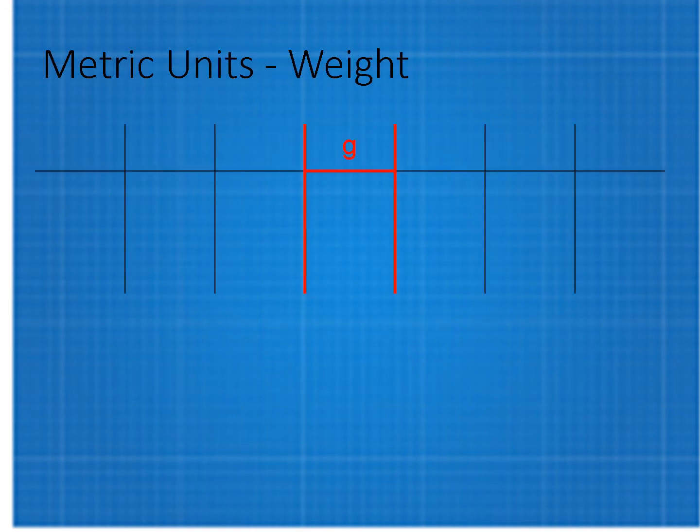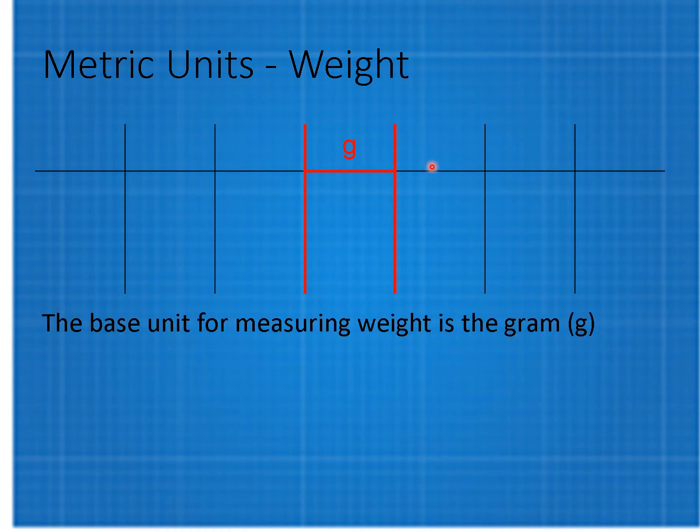Let's have now the metric units for weight. For weight, the base unit, or the basic unit, is gram. So we'll just replace it with the prefixes. For example, the decigram, the centigram, the milligram, and going to the left, we have the decagram, the hectogram, and the kilogram.